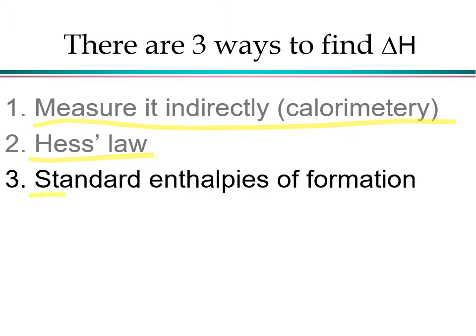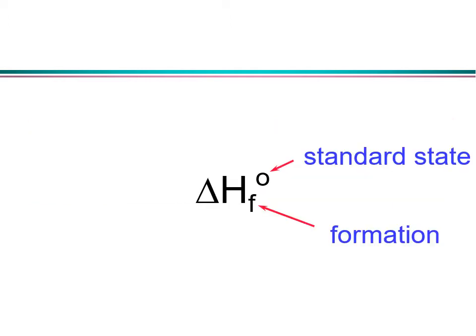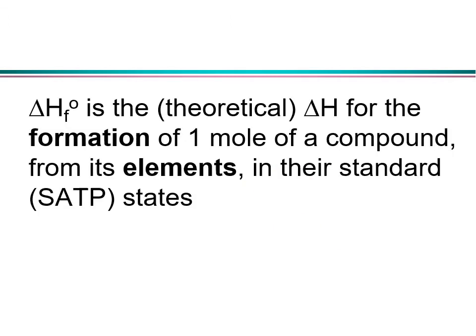And not really a different way, but sort of the same way as Hess's Law, just a particular way of going about it, is using the standard enthalpies of formation. So what this is, again, is an enthalpy for a particular reaction, and we're using a formation reaction to do that under standard conditions. So it is essentially the theoretical delta H for the formation of 1 mole of a compound from its elements in their standard states. And as long as you've got all those boxes checked, it's a formation equation.